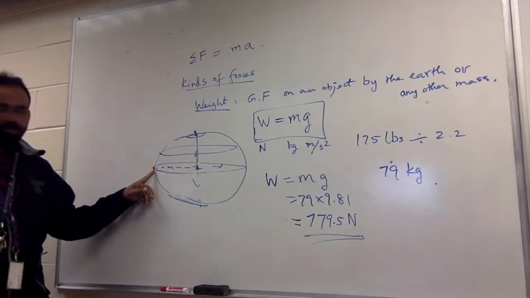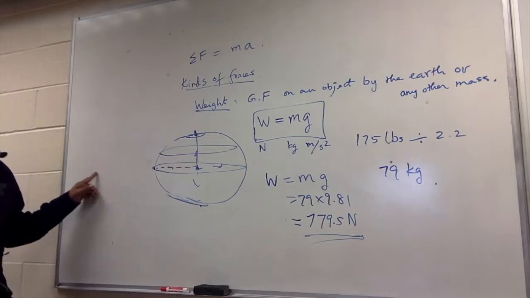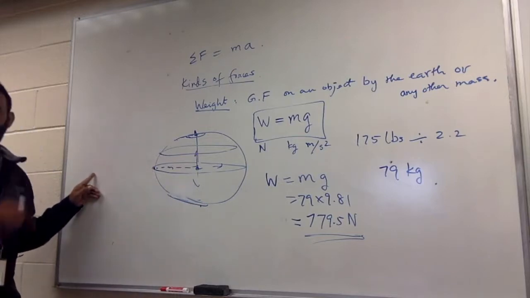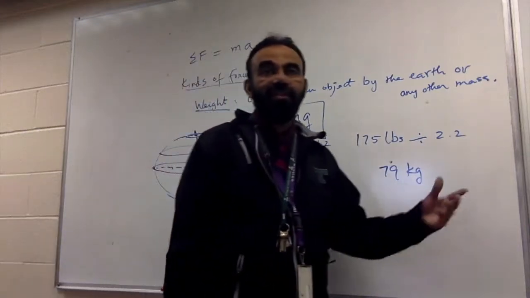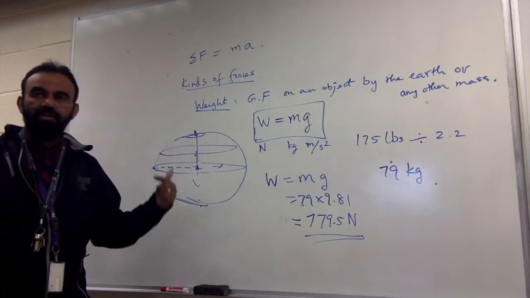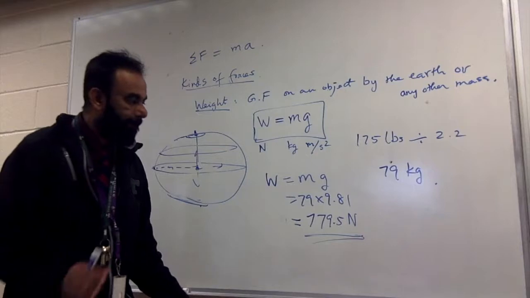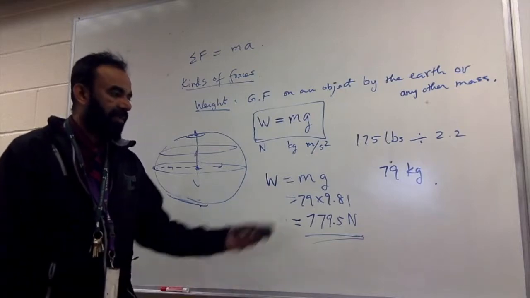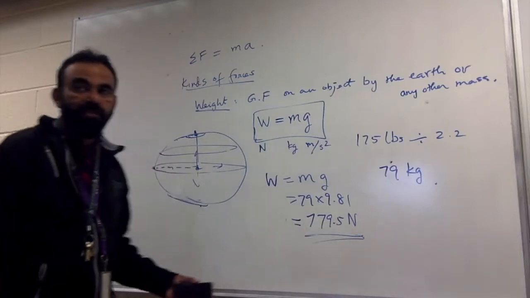Now if you're outside here, it's 9.81, or 9.8, whatever. And if you go further away, it comes down because your distance is increasing. As you go further and further away, the distance increases, so the gravity also comes down. So the weight is something that changes according to the place. So he's 780 newtons, but his mass is 79 kg always. Weight in newtons is different.